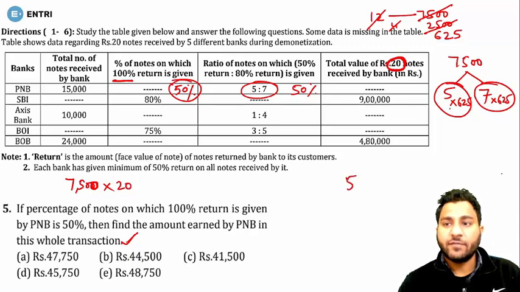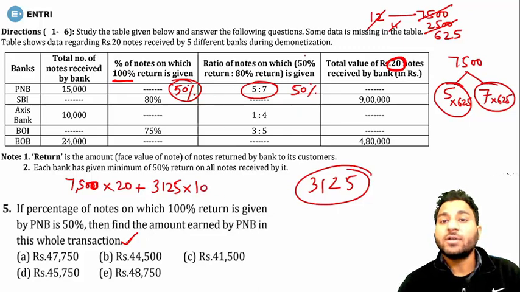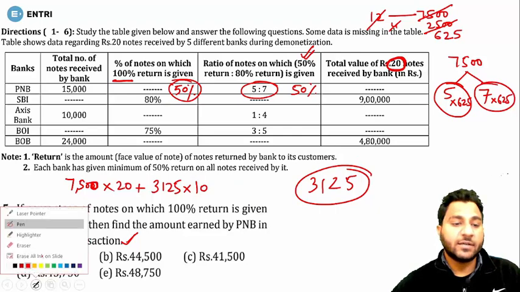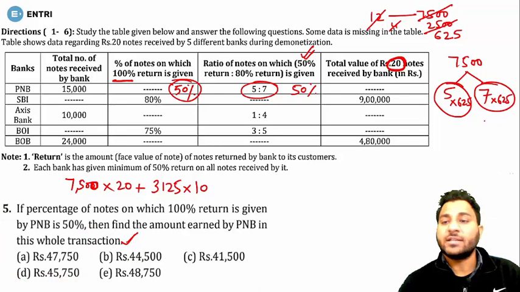5 5s are 25, 5 2s are 10, 12, 3125. So 3125 will be multiplied with 10 rupees. Why 10 rupees? Because you are getting the 50% returnee. Now let's move on to the next data. Look, the question is very important. Just need to look at this one.